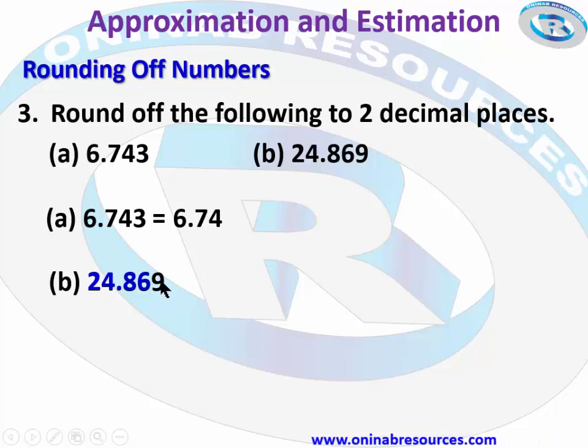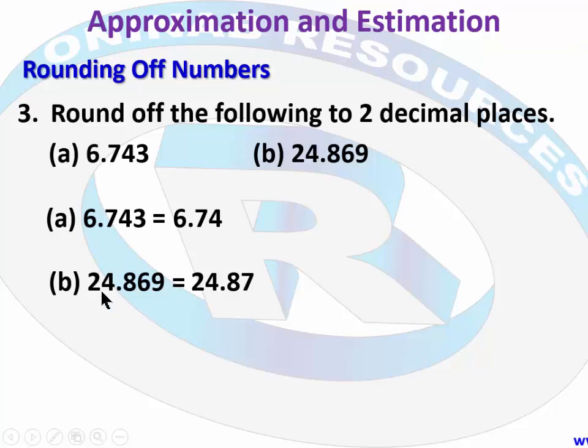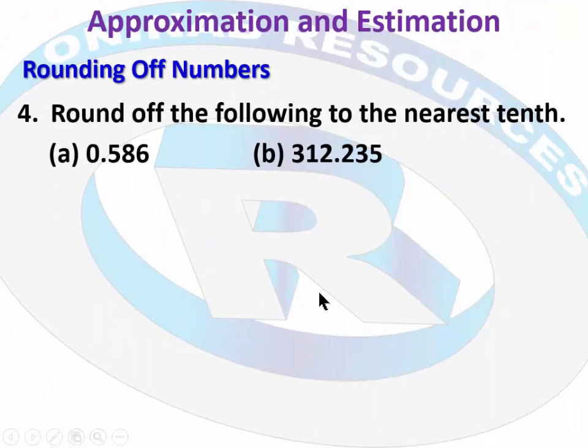Since it is going to be rounded up, we add 1 to this 6 to make it 7, so that our answer now will be 24.87 to 2 decimal places. And that's all for problem 3. We then go to problem 4.